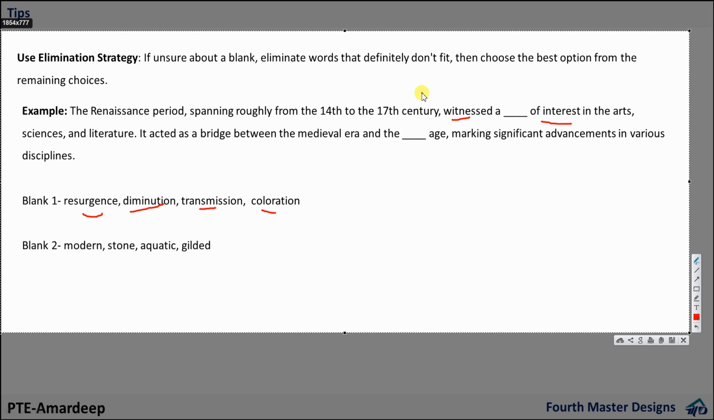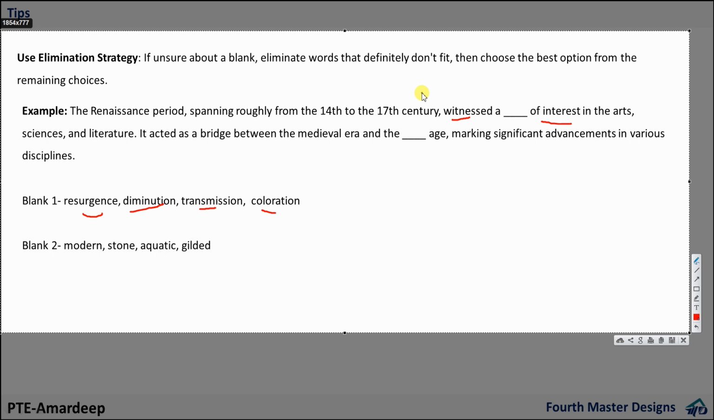But let's say I do not understand the meaning of a particular word, or two or three words. Then I try to eliminate. If I am able to eliminate two incorrect answers, the probability of selecting the correct word from two is much higher than selecting one out of four. That is my theory here.